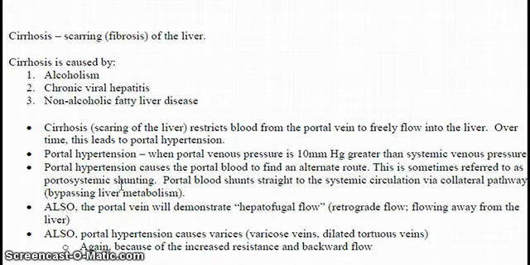Portal hypertension causes several things to happen. First of all, it causes collaterals to form. It causes the blood to flow retrograde. So portal blood is supposed to be flowing into the liver, but if a person has portal hypertension, it'll flow retrograde, or hepatofugal flow. And it can cause varices, which are varicose veins or dilated tortuous veins. Again, all of those mean the same. And again, it's all because of that increased resistance and backward flow.